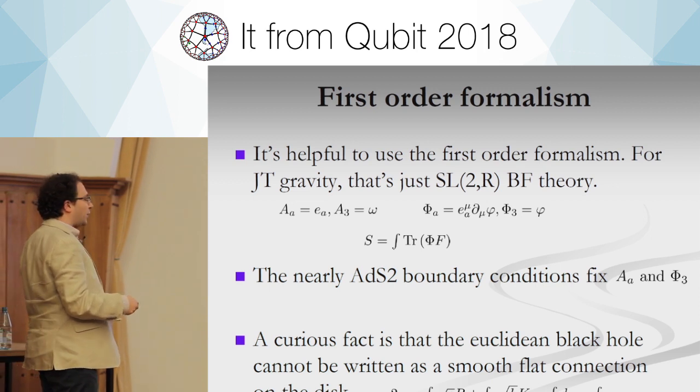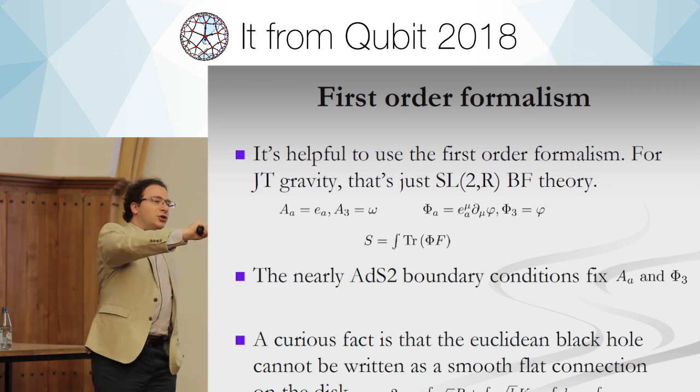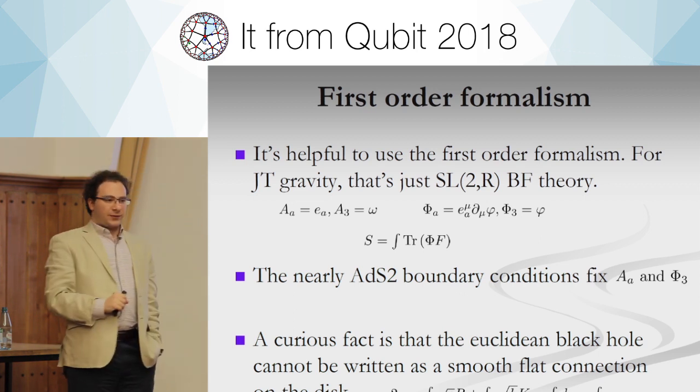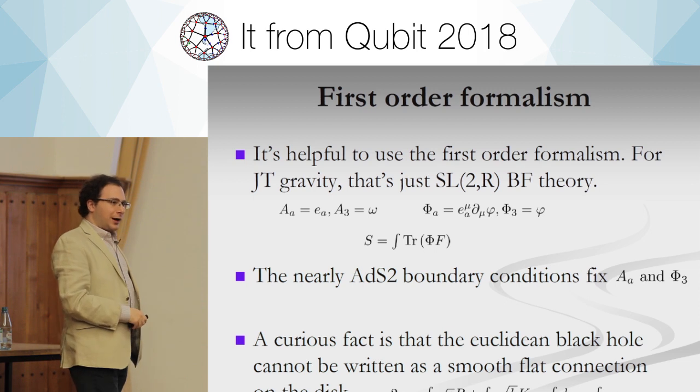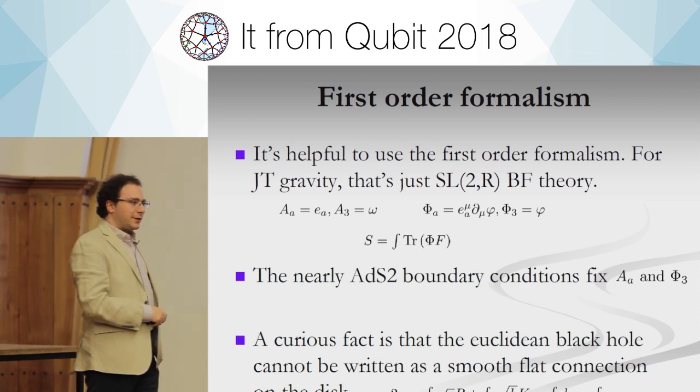And of course, that means that you're going to need some boundary condition which says that something like the boundary shrinks away. And so that's somewhat singular to describe in the metric variables. So that's why it's somewhat useful to use this first order formalism.